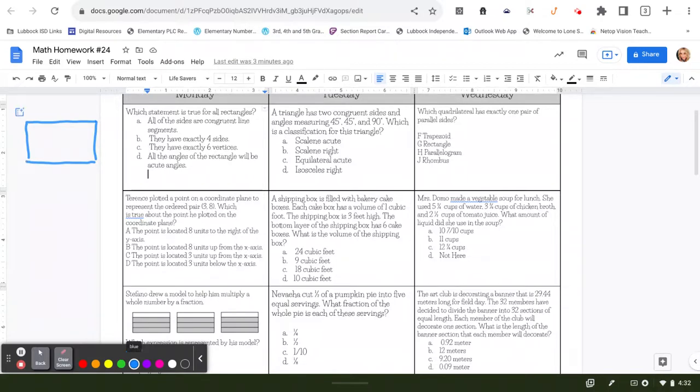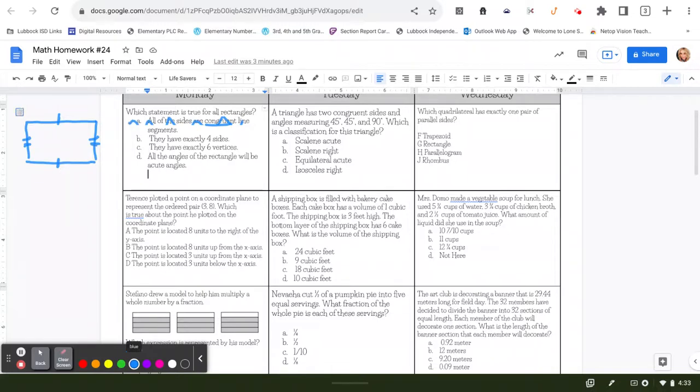So the first one says all sides are congruent. Congruent means the same line segments. So are all of the line segments congruent? No. Remember we did this in class. This one is congruent with this one, and this one is congruent with this one, but they're not all congruent to each other. So it can't be A.